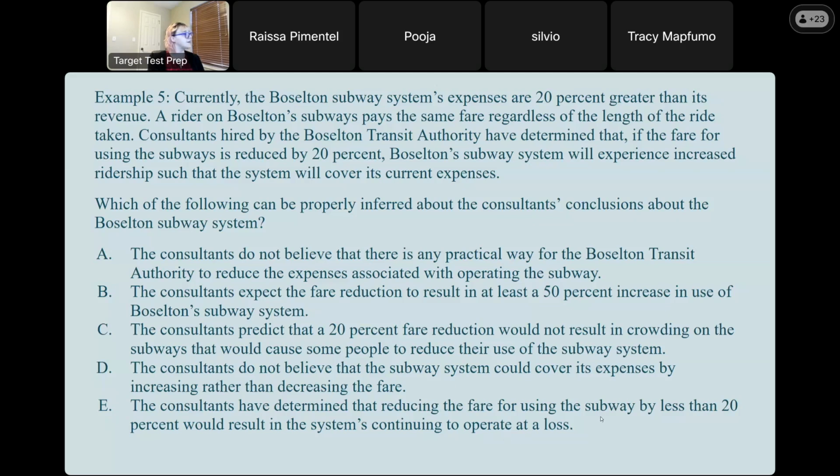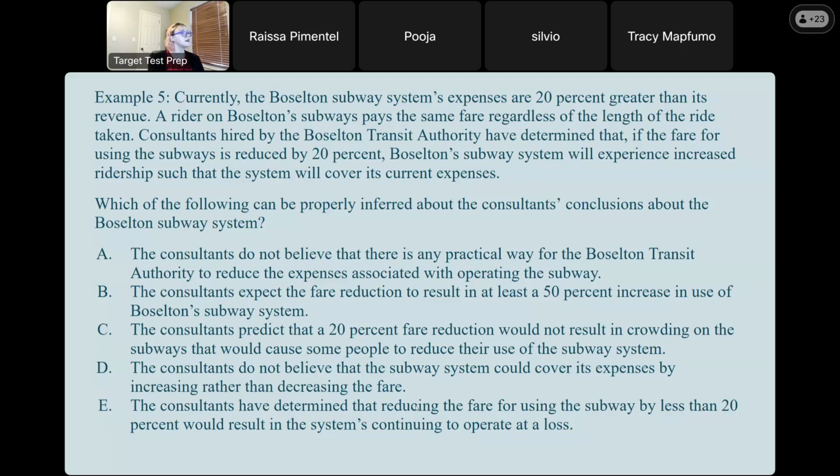And E, the consultants have determined that reducing the fare for using the subway by less than 20% would result in the system continuing to operate at a loss. Not necessarily. There could be other ways, and they could still do a reduction of 15%, and the criteria might just be higher as far as increased ridership or whatever they have brought in their deck presentation.